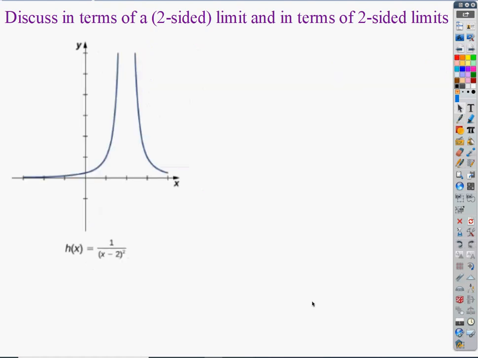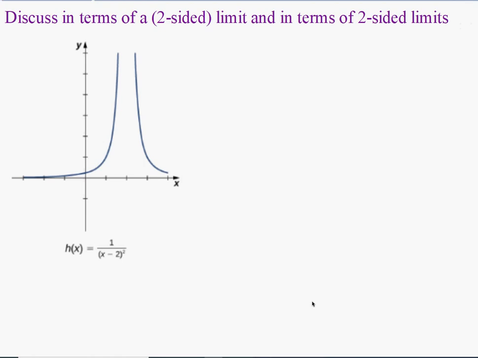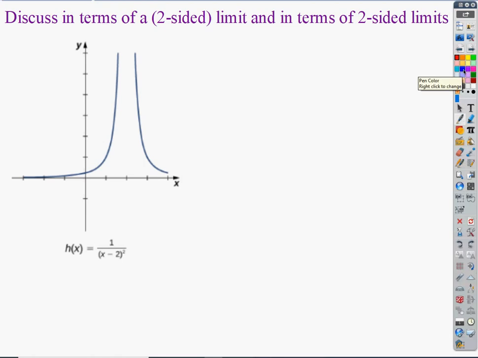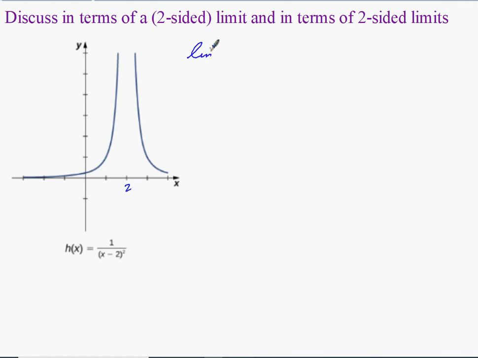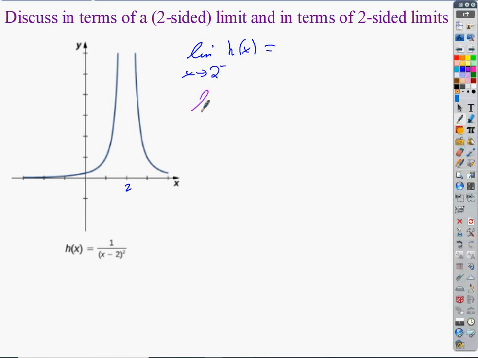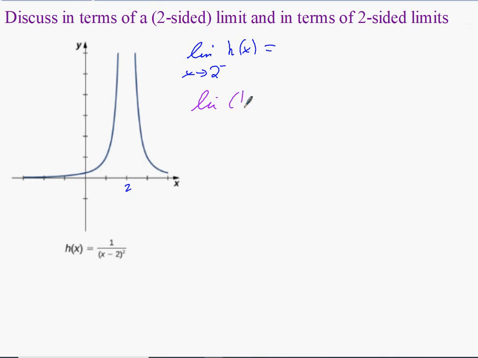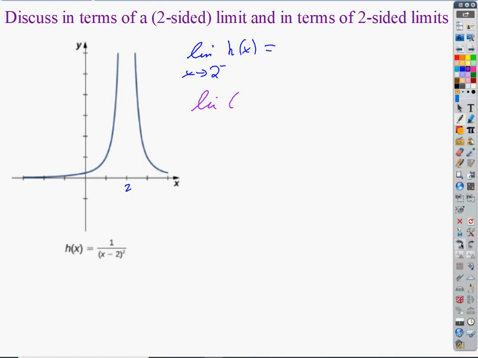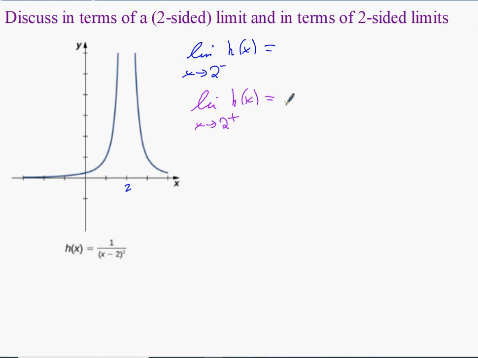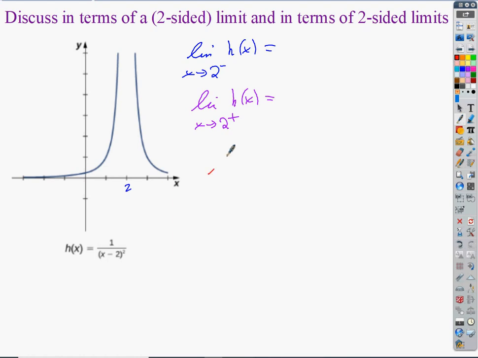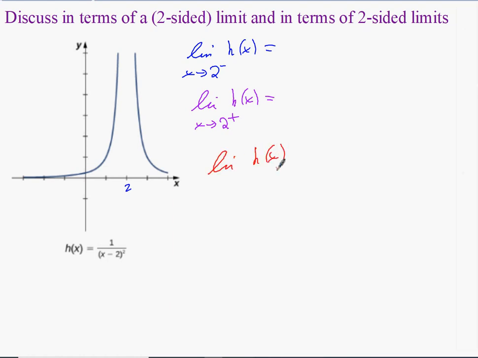Okay? How about something like this? So I want to know, once again, the limit. This is an x value of 2. The limit of h of x as x approaches 2 from the left. I want to know the limit of h of x as x approaches 2 from the right. And then we'll combine that to say, what's the limit of h of x as x approaches 2?